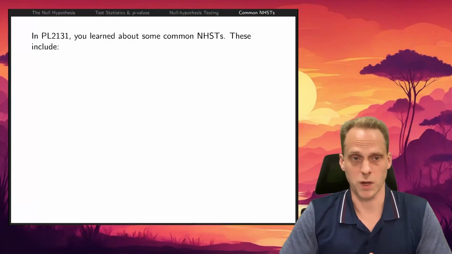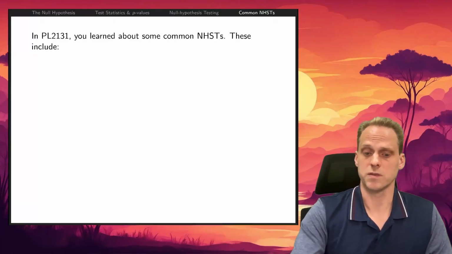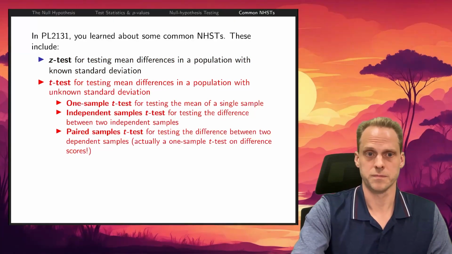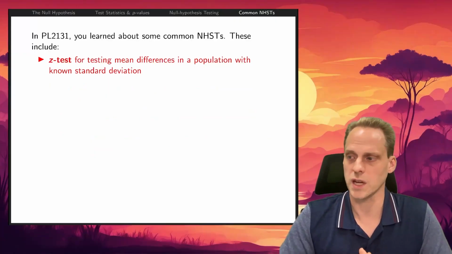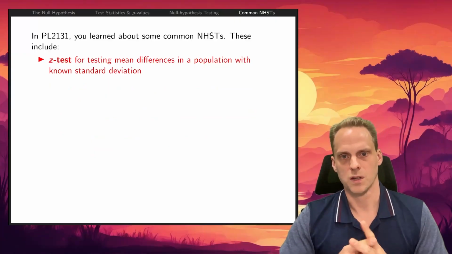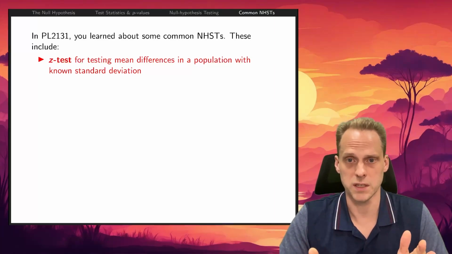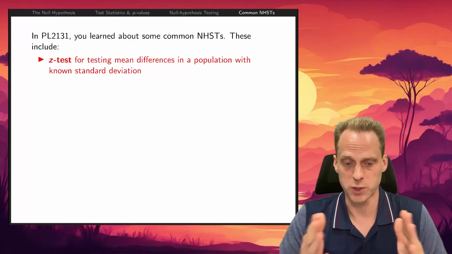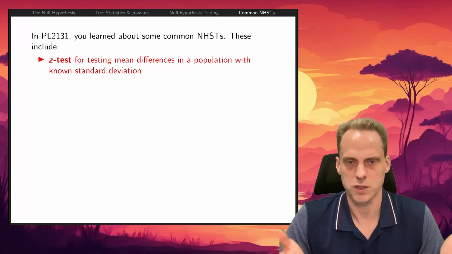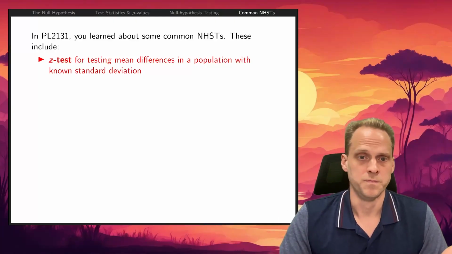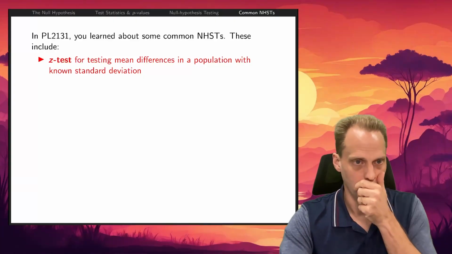Now in PL2131, if you studied that before at NUS, you learned about some common null hypothesis tests, which include the Z-test and the T-test. The Z-test is used for testing a difference in a mean where you know the standard deviation. For example, I know from the general population what the standard deviation and distribution of a variable is. Let's say I know the average height in Singapore, with a certain standard deviation. And now I want to see whether a sample deviates significantly from that height. Then we can do a Z-test for that.